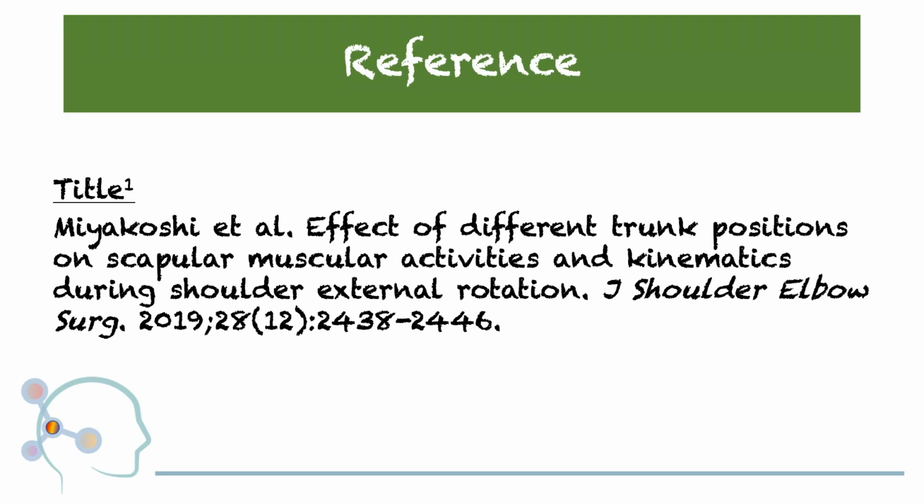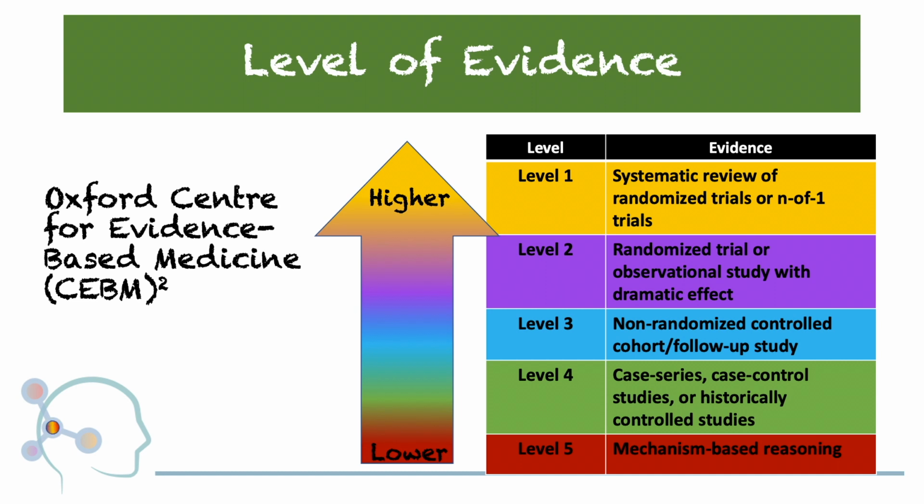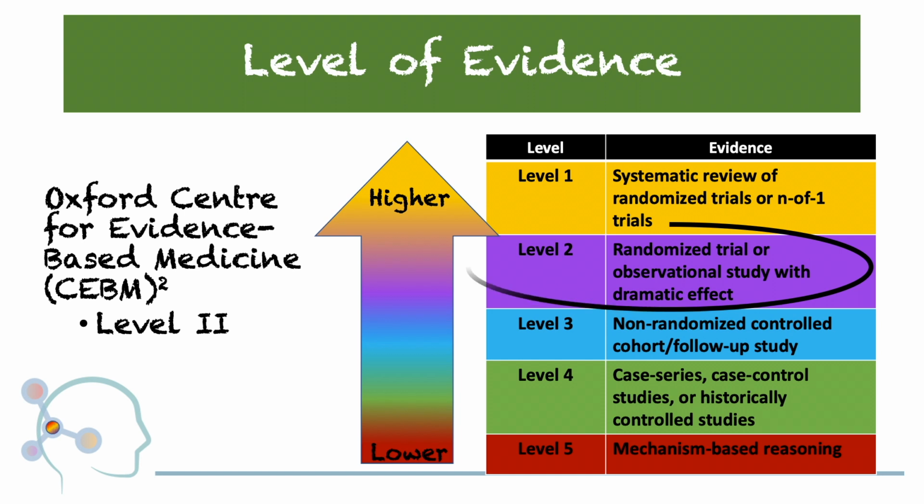Today we'll be highlighting reported outcomes by Miyakoshi et al. Examining the effect that different trunk positioning has on scapular muscular activity and shoulder kinematics. In accordance to the Oxford Center for Evidence-Based Medicine, this is a controlled experimental study and falls under the category of Level 2 evidence.